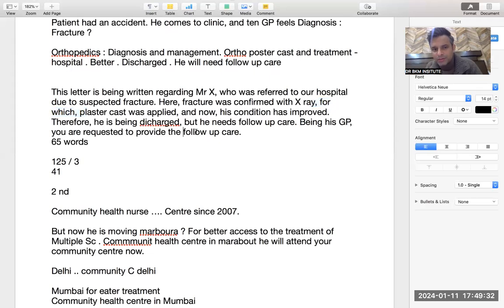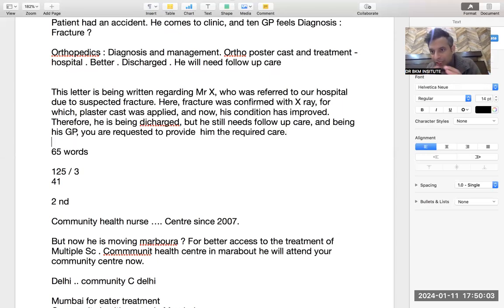Now follow-up care is coming two times. So you can say required care. He is being discharged, but he still needs follow-up care. Now this is a better word. But he still needs follow-up care, and being his GP. Now let's make it smooth. Therefore he is being discharged, but he still needs follow-up care. And being his GP, you are requested to provide him the required care.